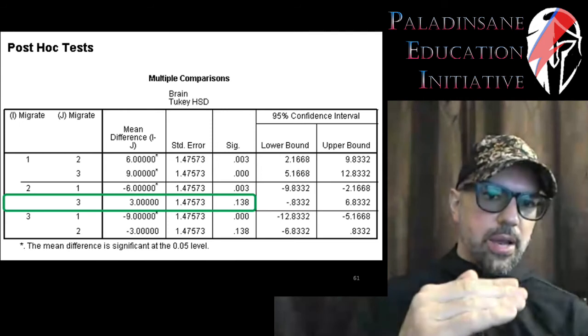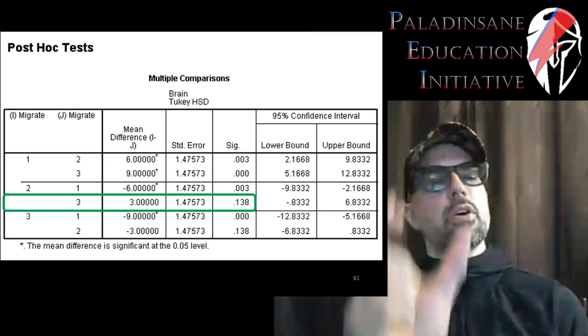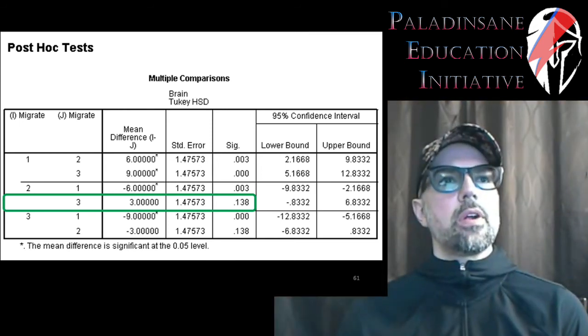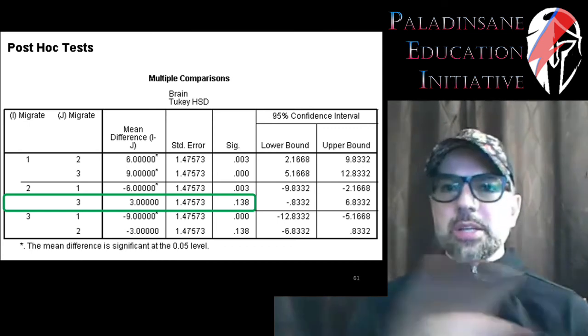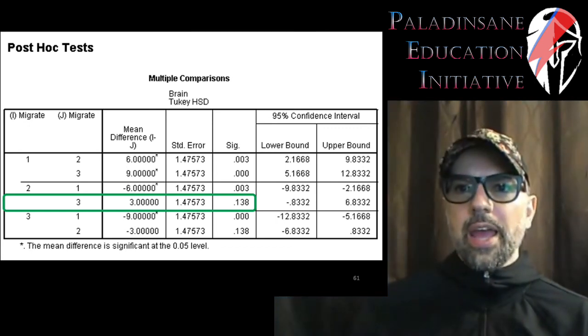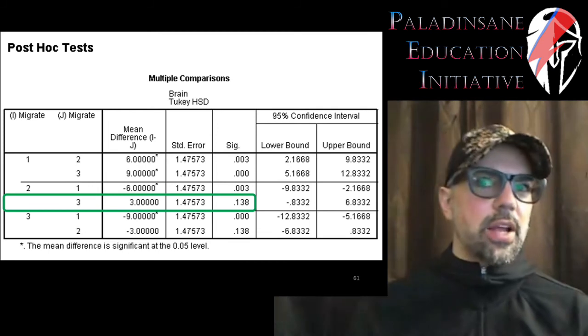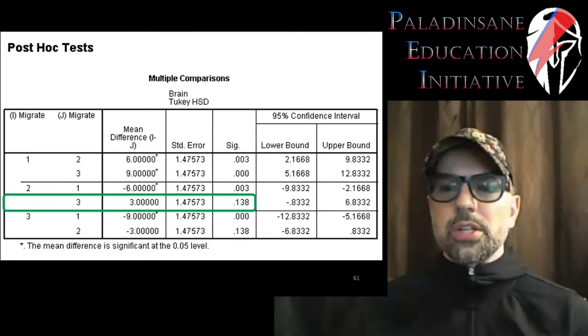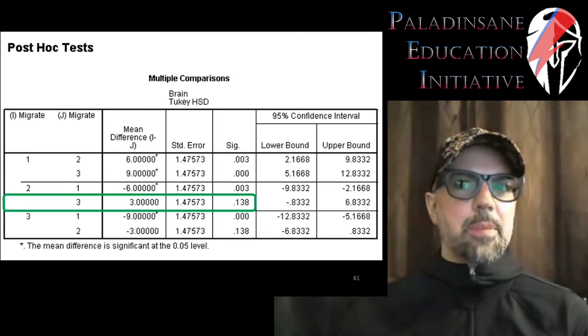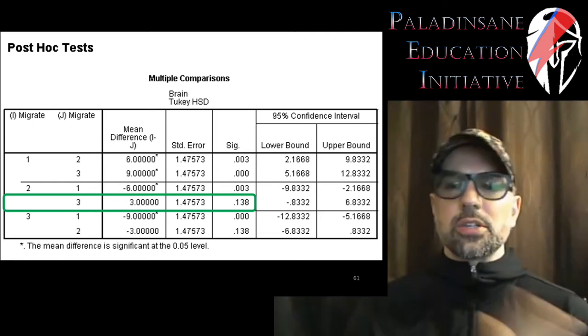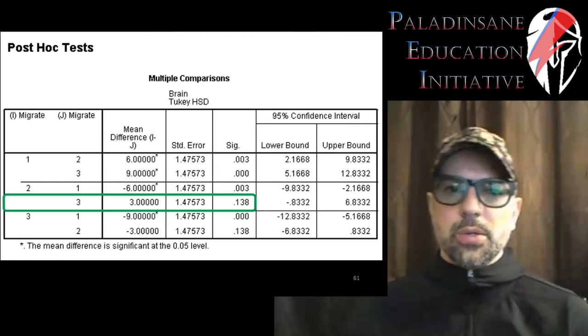Remember that the 2 carries down. And this time we go to that significance column, column number 4, and we see that the p-value for this comparison is 0.138. 0.138 is greater than 0.05. So according to our decision tree, we accept the null hypothesis. We accept that there's no difference between these two groups.